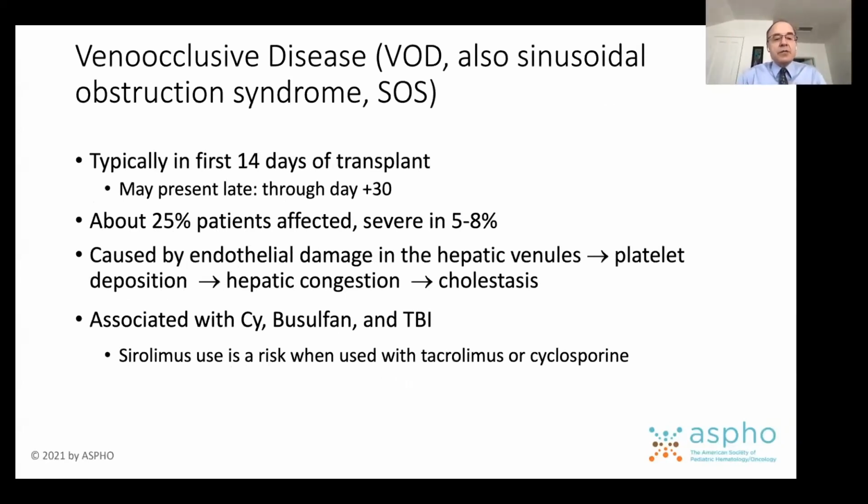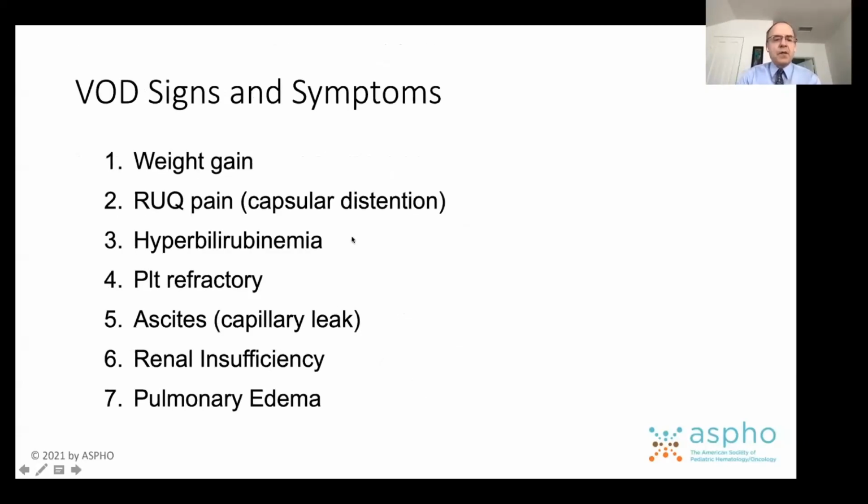It typically occurs in the first 14 days after transplant, but it may present late, especially in these unusual neuroblastoma kids. About 25% of patients can be affected somewhat. If you look hard enough for it, you can see a degree of VOD in that percentage of patients who get myeloablative regimens, but it's severe in about 5 to 8%. It's caused by endothelial damage in the hepatic venules that lead to platelet deposition, hepatic congestion, and cholestasis. Direct associations are with cyclophosphamide, busulfan, and radiation. Sirolimus definitely increases the risk when it's used in combination with tacrolimus and cyclosporin.